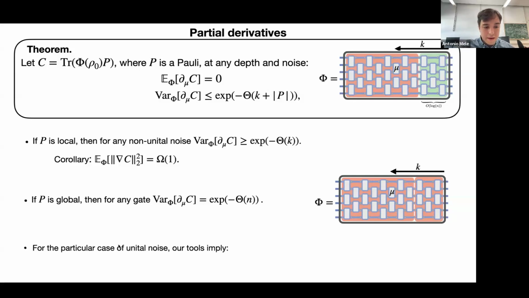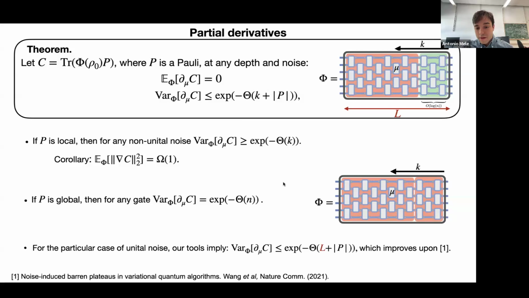For the particular case of unital noise, our result reduces to the previously known scenario. In particular, the variance of the partial derivative is not exponentially suppressed with k, but with all L, for any partial derivative. This also improves a bit over the previous result for the particular case of unital noise, because it takes into account other noise like dephasing that is unital and of a different nature from depolarizing noise.